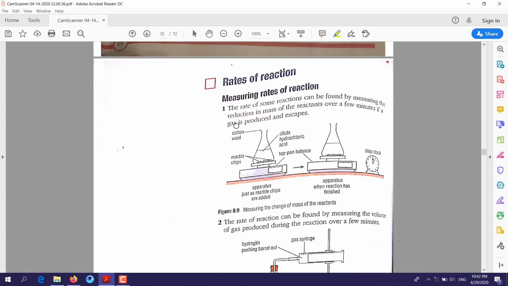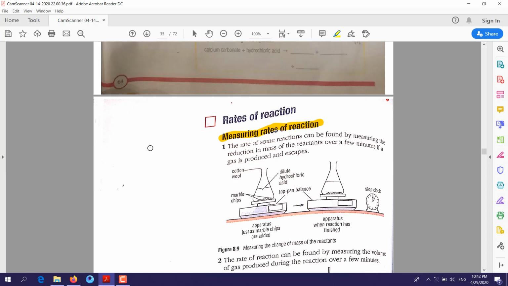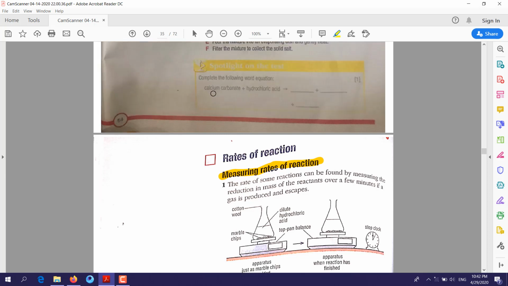How can we measure the rate of reaction? How will we know this reaction is fast or slow? In each chemical reaction, let's take this as an example, we will have these substances that are here and these substances. The ones at this side, we call them reactants.